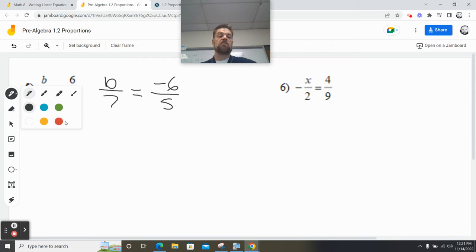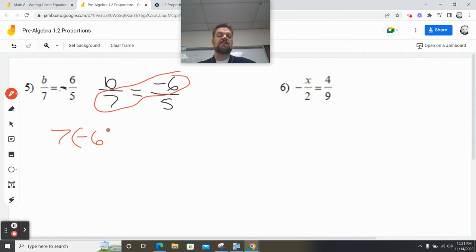Now that we've rewritten the problem like that, we still cross multiply like we have been. So we're going to say 7 times negative 6. And then we're going to multiply b times 5. So that would be 5b. And we set those equal to each other. Now, I want to give you about 5 seconds to do that on your own and tell me what you think the answer is. Go. Don't blurt it out yet. Just write it down on your paper.